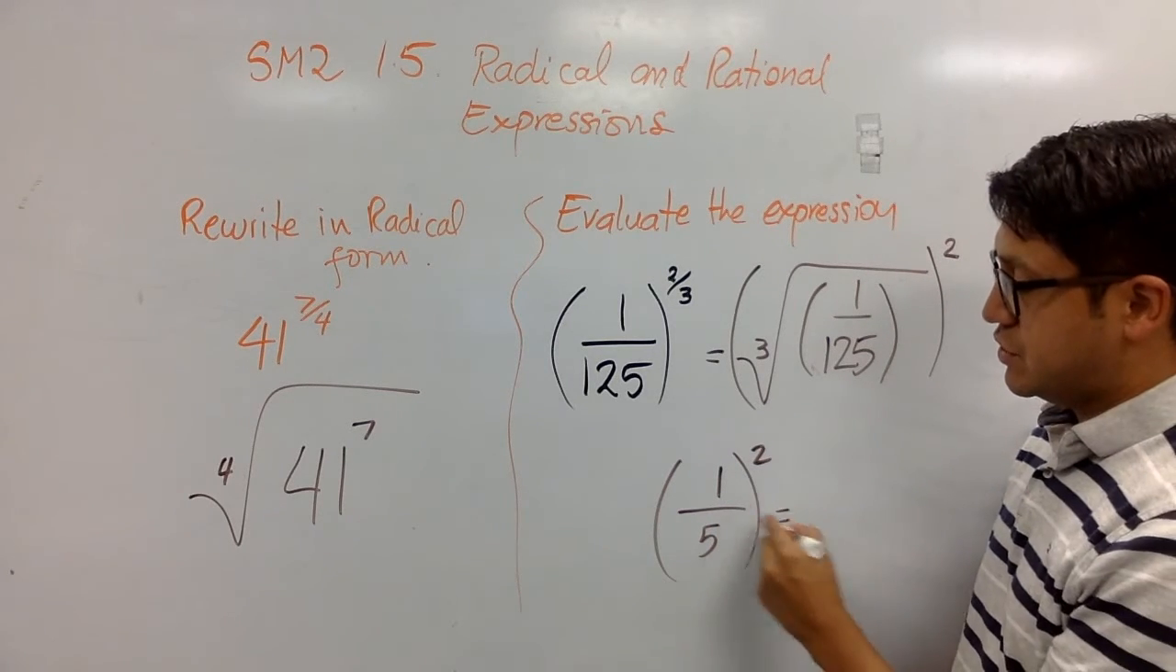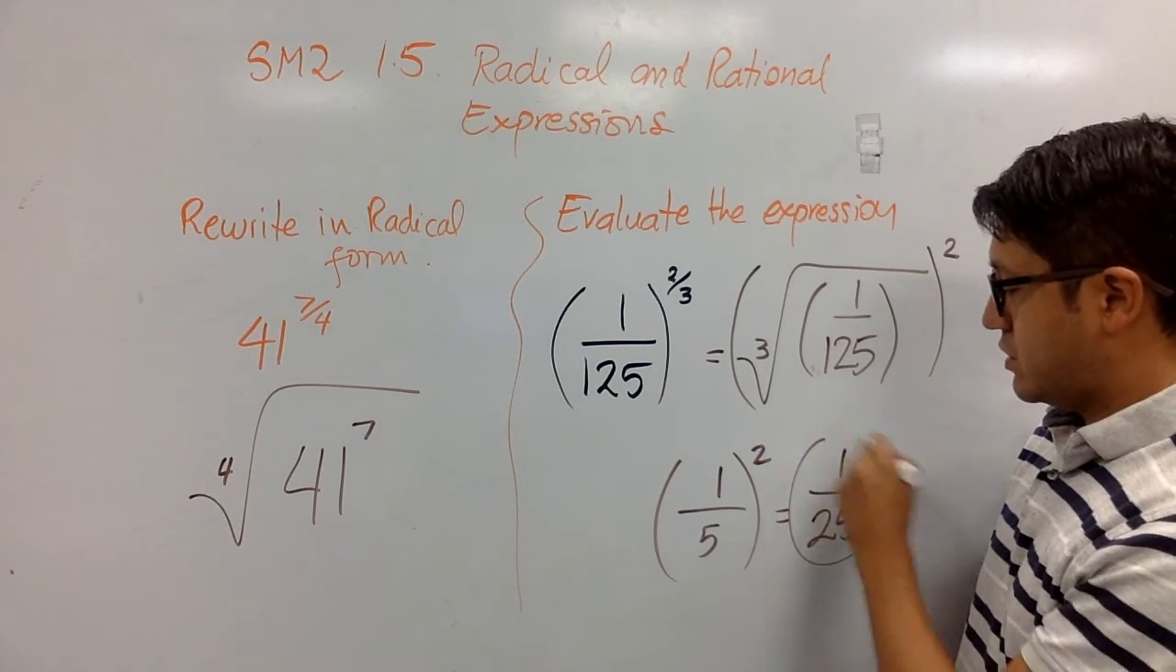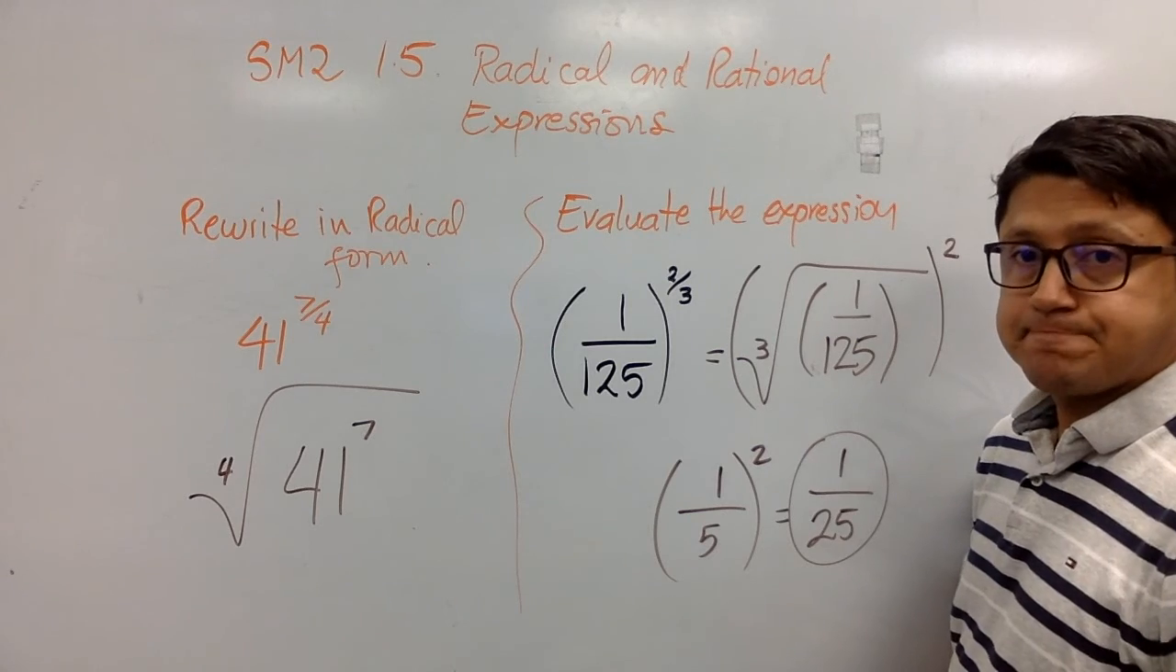Okay, and then we just, 1 squared is 1, and 5 squared is 25. So that would be the answer, right? That's what it is.